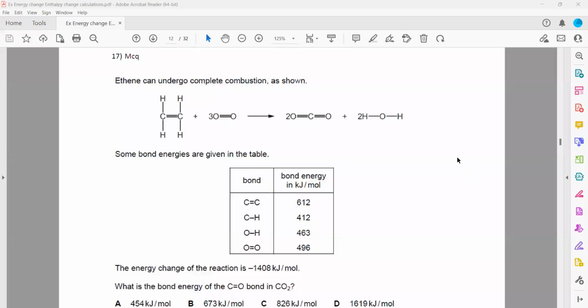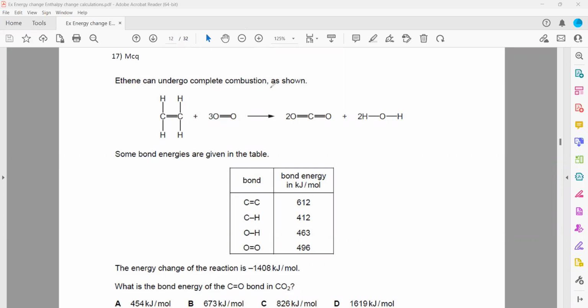So this is the same exercise we did last week related to energy change calculation. Till 18 are the multiple choice questions, and then from 19 onwards, we'll solve the structure questions. So this is the second last.